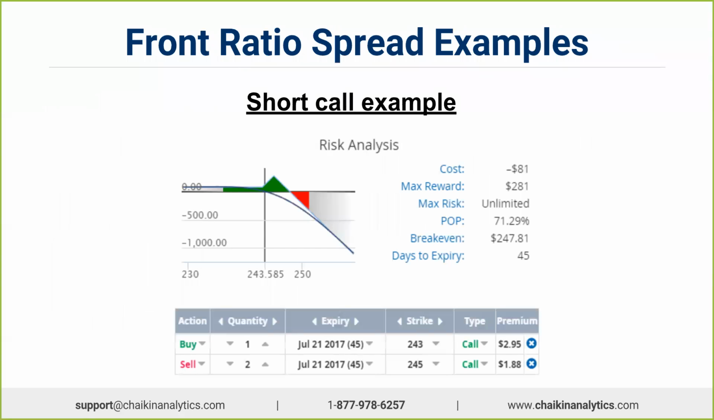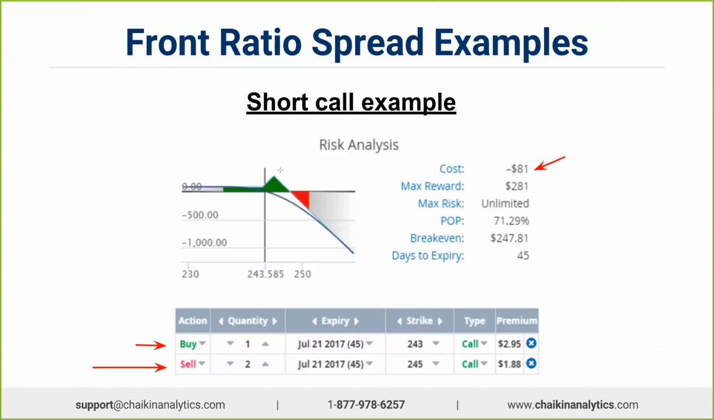So front ratio spread, as I said, we want to do these for a credit. Ideally, you want to do them for a credit. And what we do is we buy one, and then we turn around and we sell two farther out. So we're going to buy one closer to current price, and then we're going to sell two of them farther away. What we're looking to achieve is the two that we sell gives us more in premium back to us than the one that we buy. And you can see here, in this case, when we buy one and sell two, we came up with an $80 credit.